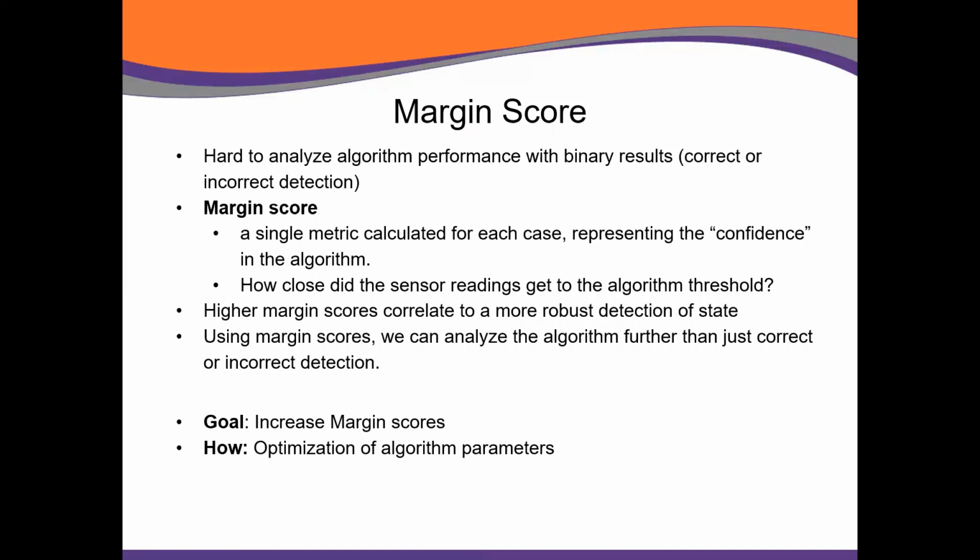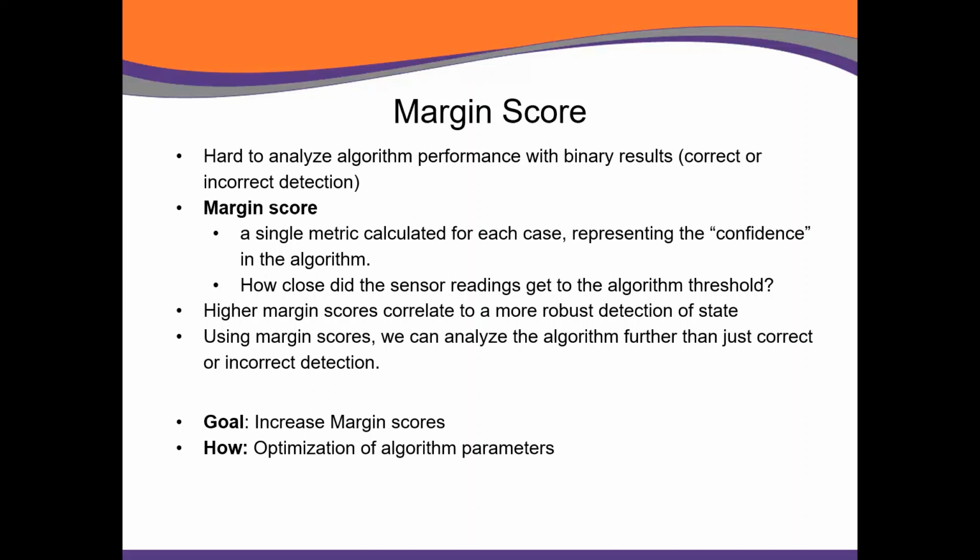Using this margin score, not only can we see whether or not the algorithm predicted flame state correctly, but we can also see how close the algorithm was to detecting the flame state or not. Higher margin scores correlate to a more robust detection of state. And so using margin scores, we are able to analyze the algorithm further than just correct or incorrect detection.